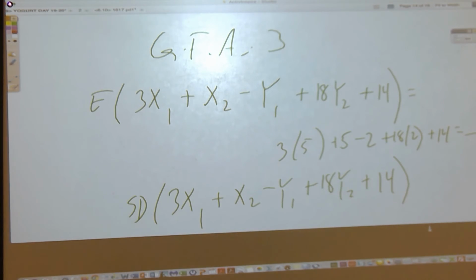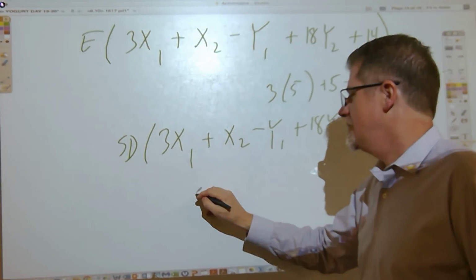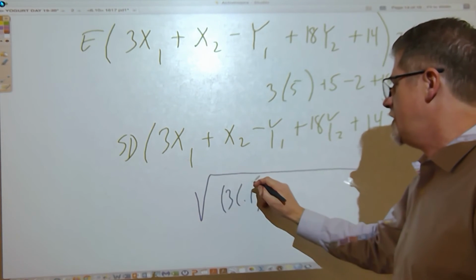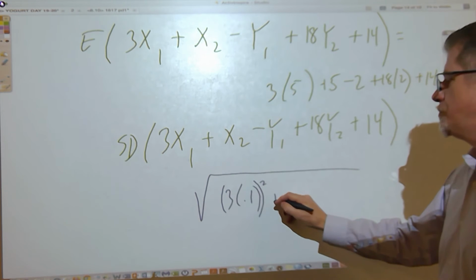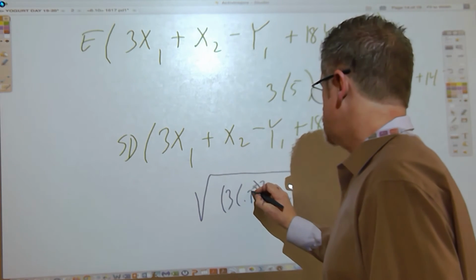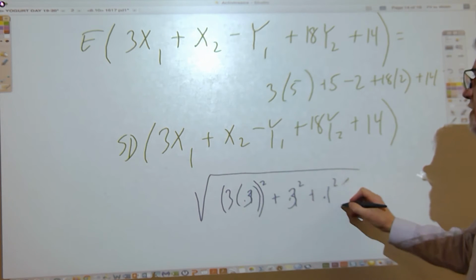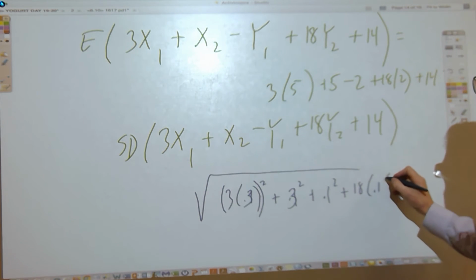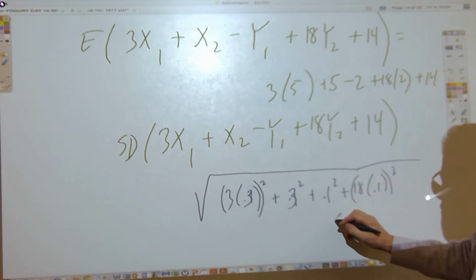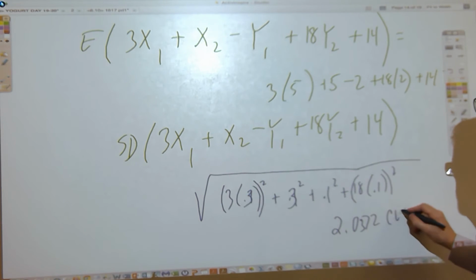Welcome back. Okay, so this one was 3 times 0.1 squared, the whole thing, 3 times 0.1 squared, plus 0.1 squared, plus, oops, that's 0.3 squared. So this one is 0.3 squared, this is 0.3 squared. Now we go to plus 0.1 squared, plus 18 times 0.1 quantity squared. We ignore the plus 14. That was the setup. It came out to 2.0372 cups, which was the correct answer on that.